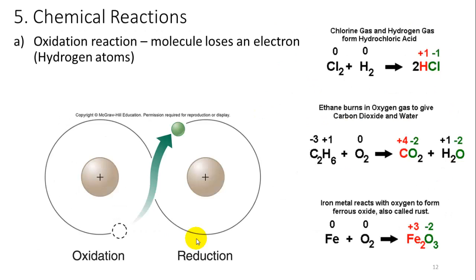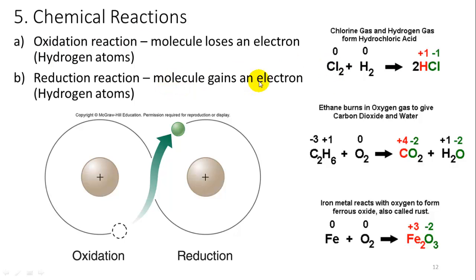Some chemical reactions include oxidation reactions, and this happens when a molecule loses an electron, and generally those electrons are represented as hydrogen atoms. And then a reduction is when a molecule gains a hydrogen atom. So in this reaction, you have a chlorine molecule with the hydrogen molecule. They go through a reaction. That chlorine is being reduced because it now gains a hydrogen molecule.